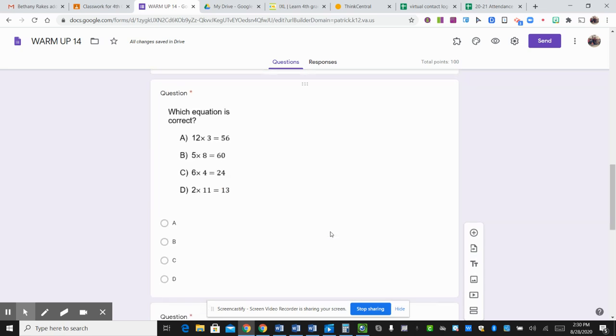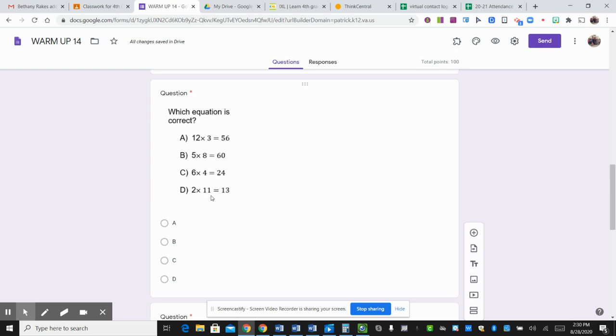For the next question, it says which equation is correct, and you should have multiplied each one to see if they had the correct product. 12 times 3 is not 56 if you're counting by 12s. 12, 24. The next multiple is not 56. B, 5 times 8, 5, 10, 15, 20, 25, 30, 35, 40. 8 fives is 40. And C, counting by 6s, 6, 12, 18, 24. 6 times 4 is 24.